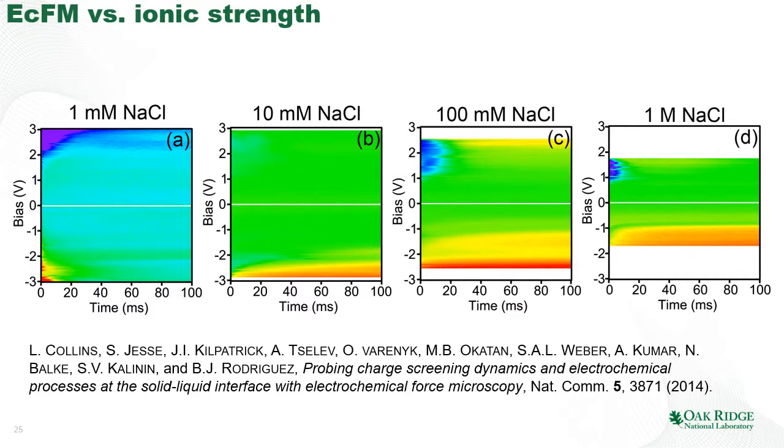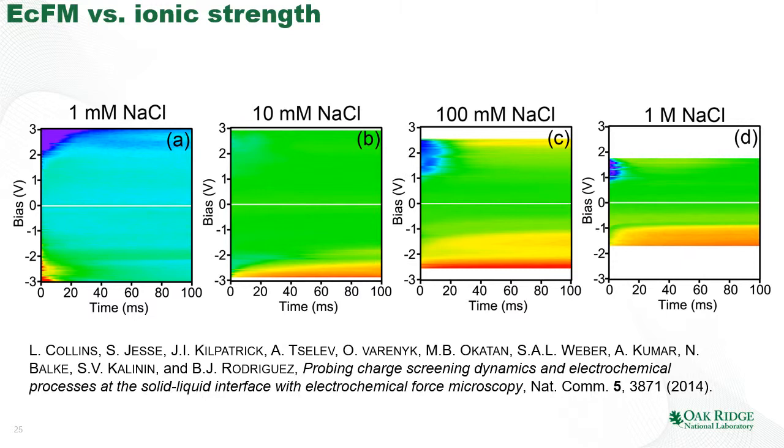We can further explore how this behavior depends on the ionic strength of the solution, and it turns out that it depends on it quite a lot. This is an example of the reaction process for 1 millimolar sodium chloride, 10 millimolar, 100, and 1 molar. You can see that for the diluted solution, the size of the Collins gap is actually pretty large, and the relaxation processes start only at high voltages.